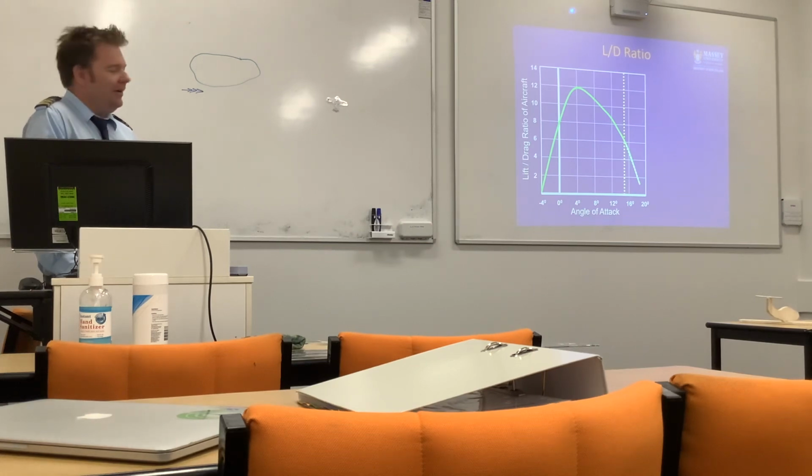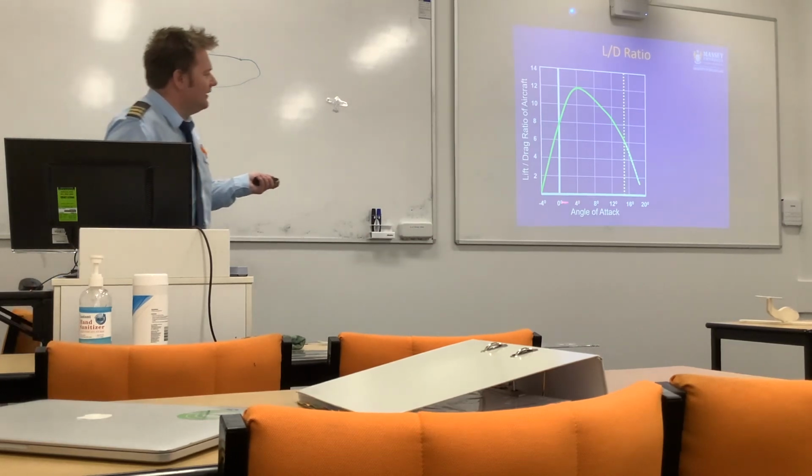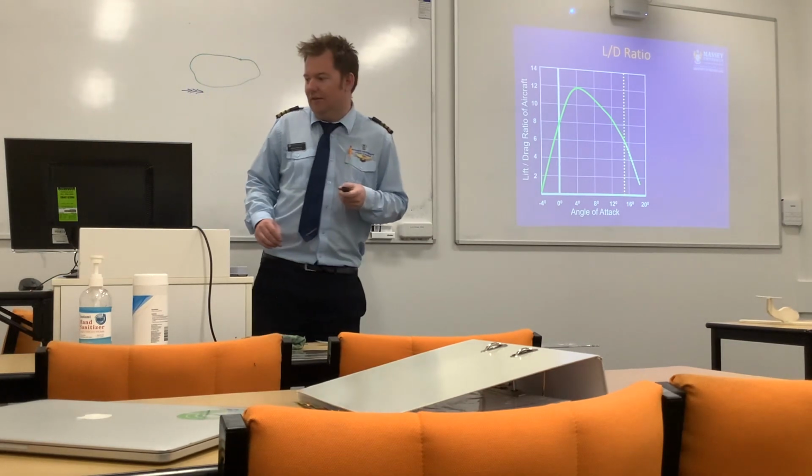Lift to drag ratio is how much lift versus how much drag. You can see our best lift to drag ratio happens here. It's about 12 to 1, so 12 units of lift to 1 of drag, and that's happening at 4 degrees angle of attack. Okay, any angle of attack above or below that, guess what happens?